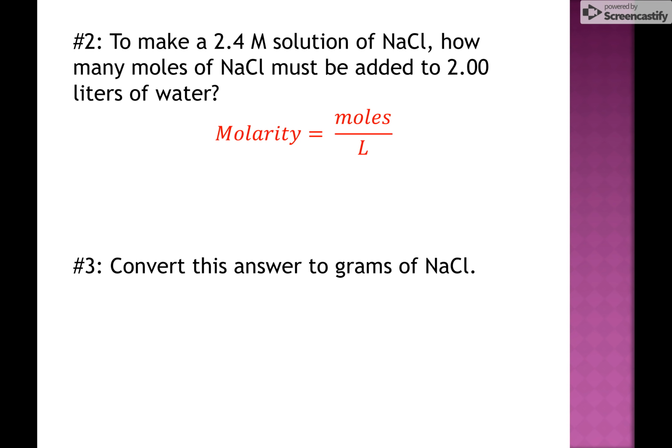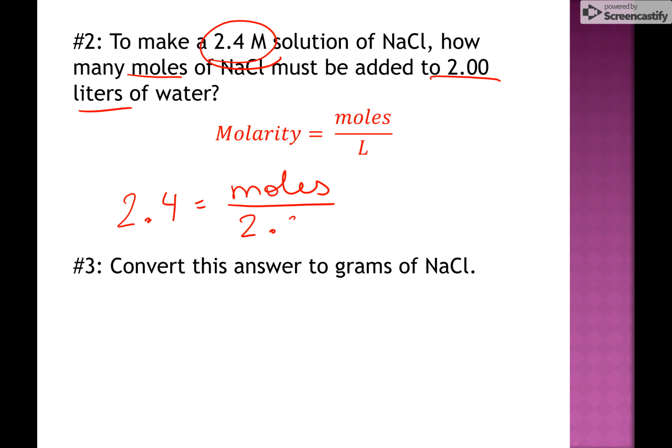Number 2. To make a 2.4 molar solution of NaCl, how many moles of NaCl must be added to 2 liters of water? Well, here, you have the molarity in this case, 2.4. You do not know the moles. So I'm just going to write moles. You do know the amount of water, 2.00 liters. So now you're just going to solve.